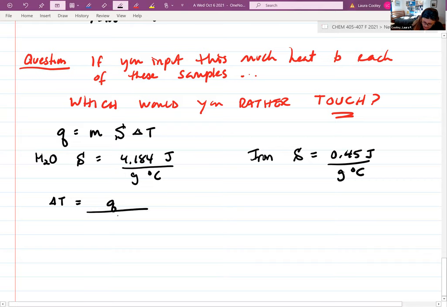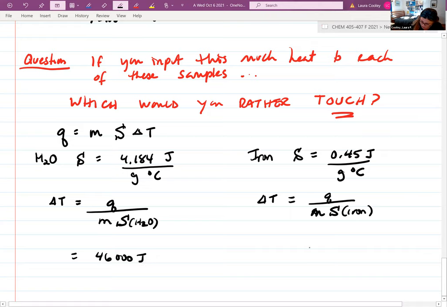And delta T is Q over m s for water. And then the delta T here is Q over m s for iron. And Q is 46,000 joules. The mass is the same, 200 grams. And now we have 4.184 and 0.45.